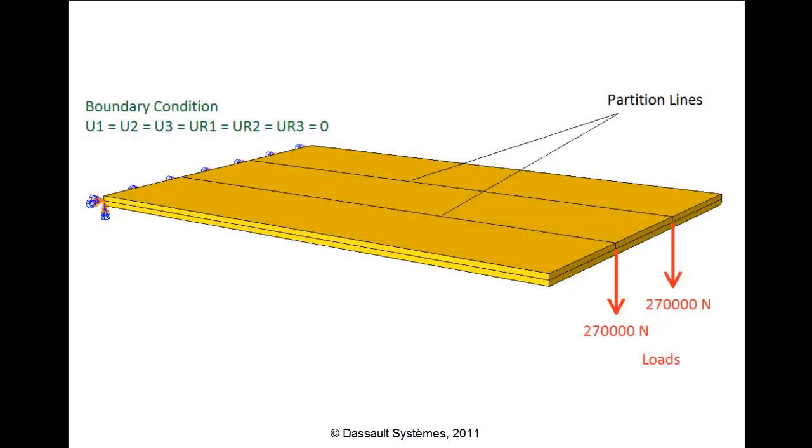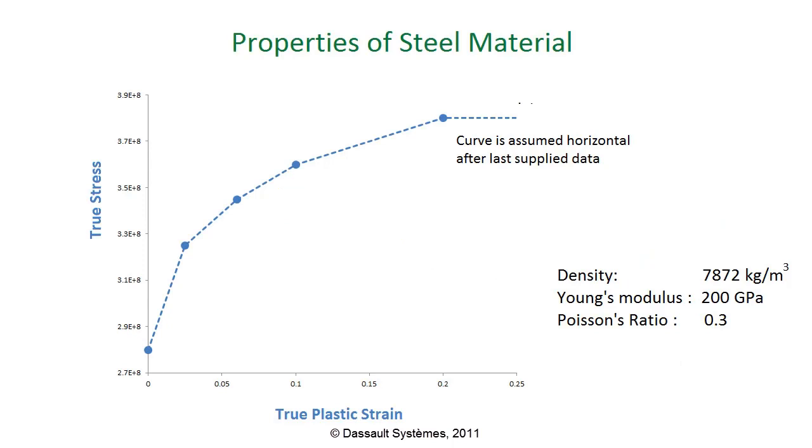The planar shell will be loaded with two concentrated forces of 270,000 newtons each, so that the stress in some regions will exceed the yield stress of steel and the plate will deform plastically. The material used is a generic steel with a density of 7,872 kilograms per meter cubed, a Young's modulus of 200 gigapascals, and a Poisson's ratio of 0.3.